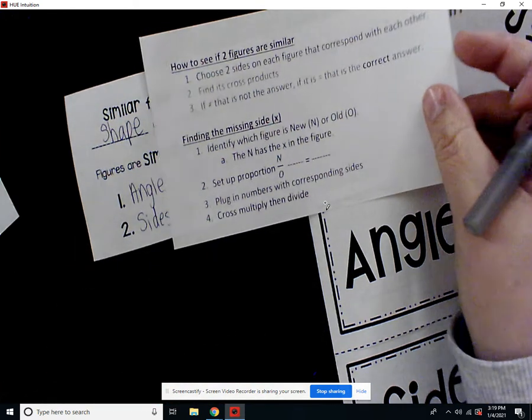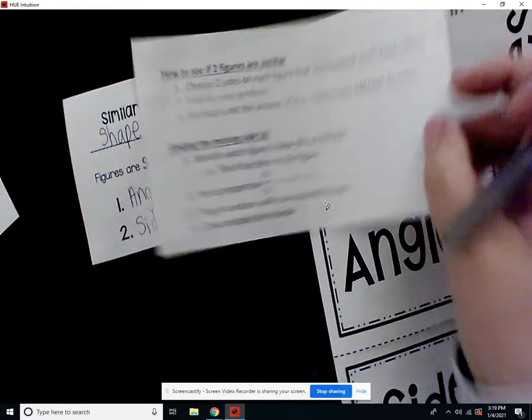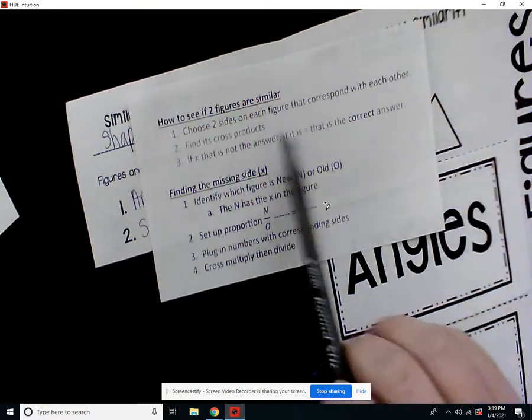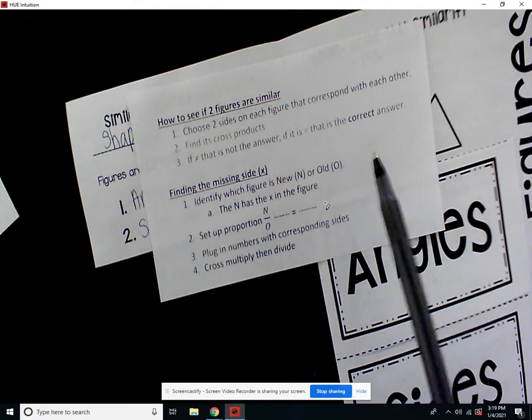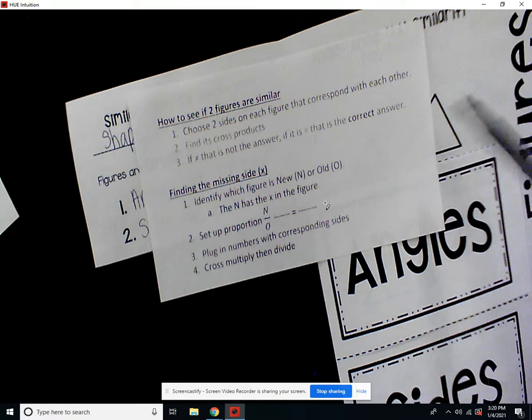So how do we see if 2 figures are similar? We'll choose 2 sides on each figure that correspond with each other and find the cross products, which means cross multiply. If the products are not the same, then the figures are not similar. So if there are numbers on both sides, we want to know, are they similar to each other? We can set up a proportion, do the cross products, and if they are the same number, then it works.